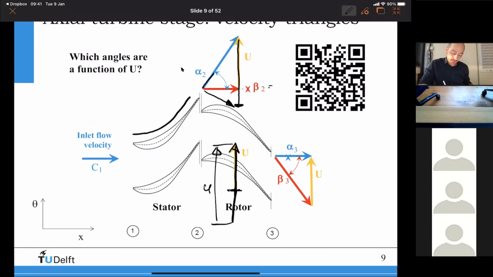Beta 2 here is 0, and here beta 2 would be smaller than 0, right? Beta 2 is a function of the blade speed U, which is one of the good answers. Then we continue. You will see what happens. Of course, if you increase the rotational speed, the relative velocity at the rotor will do something like that, right? It will not hit the nose anymore, but more the suction side.